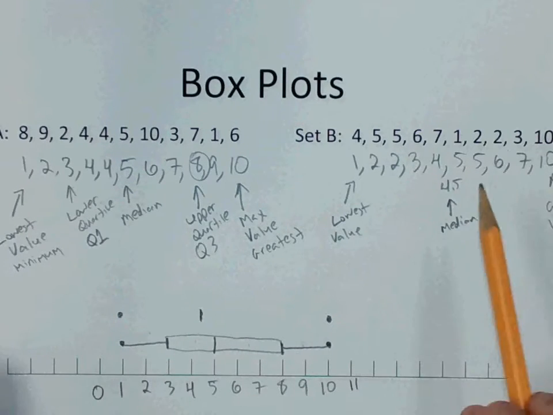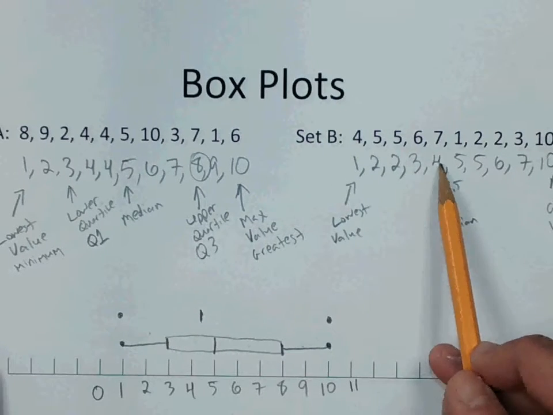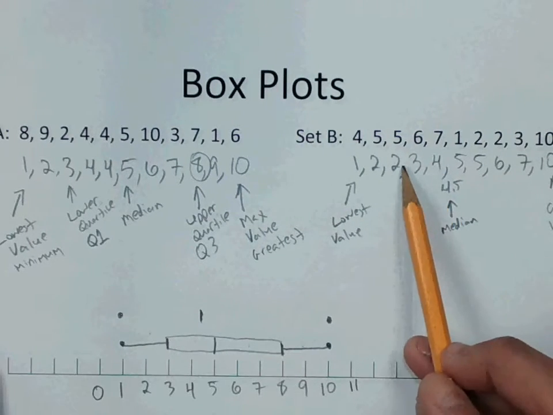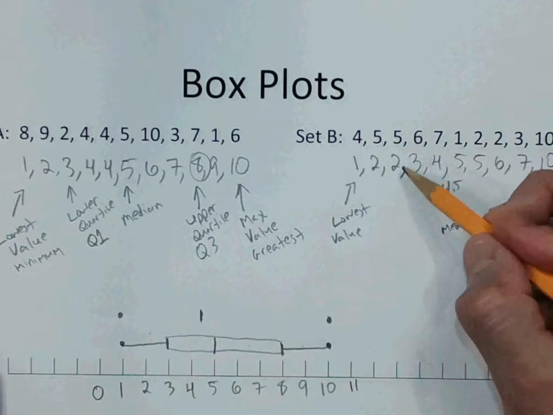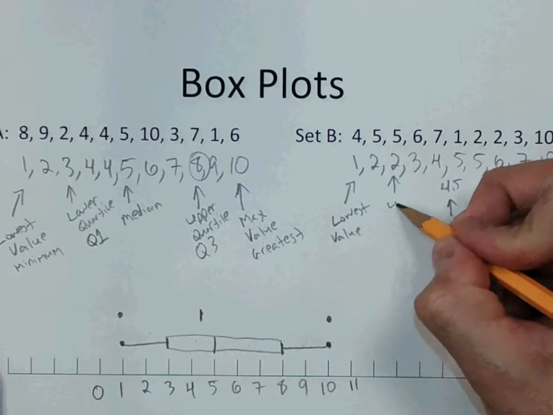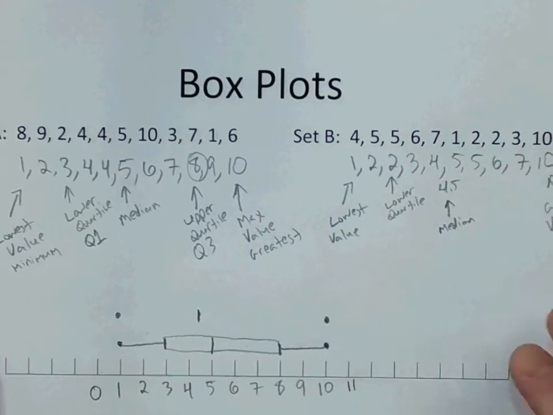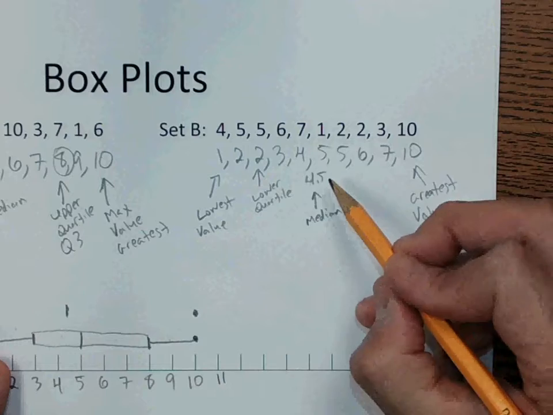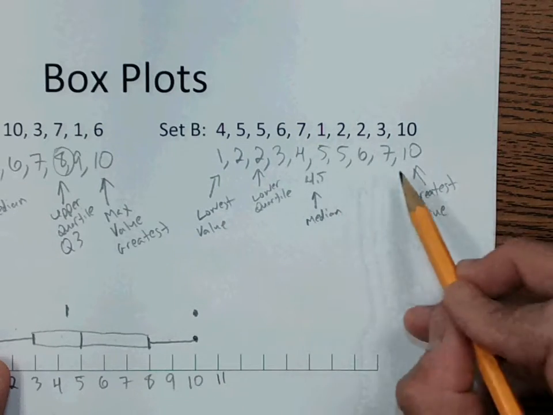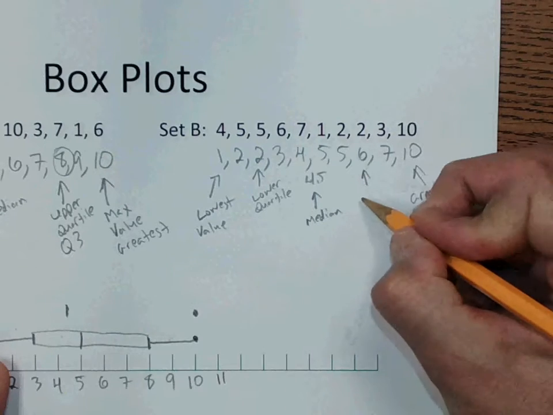Okay, so I'm looking at all the numbers before my median. So anything before 4.5, so it's going to include 1 through 4. The middle of those numbers, or the median of those numbers, will be 2. That'll be the lower quartile. I'm going to look at all the numbers after 4.5. That'll be 6. That's my upper quartile.